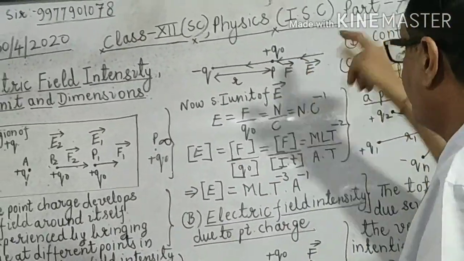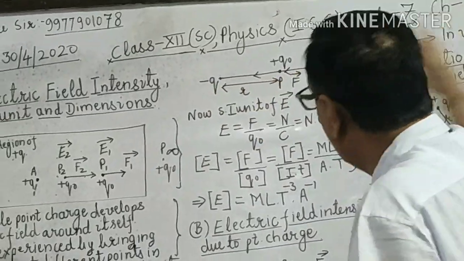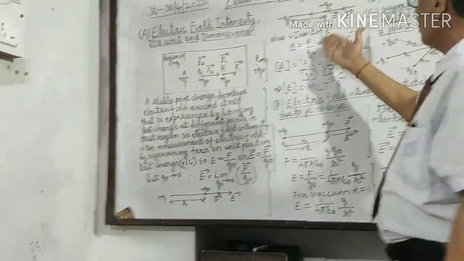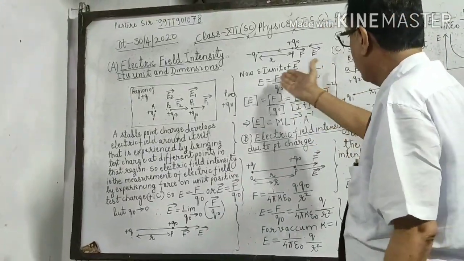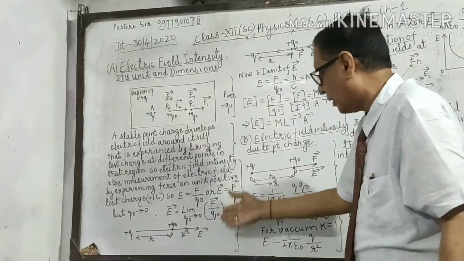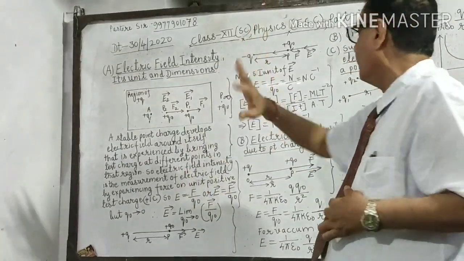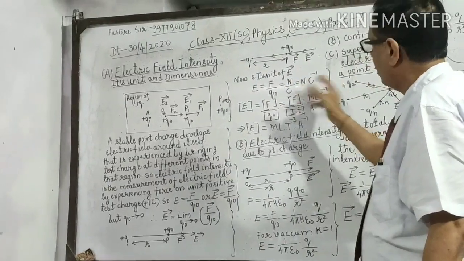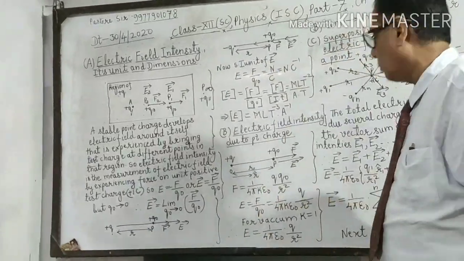So the direction of E vector in this case is towards the source charge. Here it is away from the source charge. Now the SI unit of E vector, the SI unit and dimensions you can calculate from the scalar formula. The scalar formula E is equal to this one, Newton per coulomb. So this is the SI unit, Newton per coulomb.